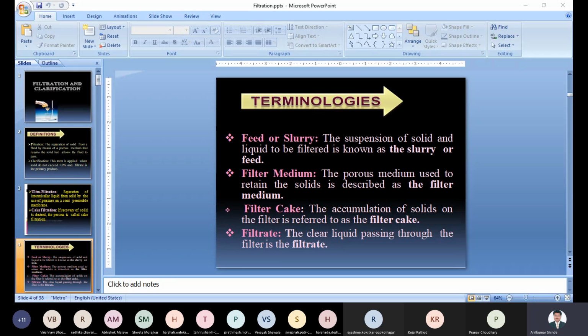So the filter medium retains 100% of the solid on the filter paper, and only the liquid can pass through the filter paper and be collected on the other side. That is called the filter medium. The name itself is medium, right? So it is a medium that helps filtration. Then the filter cake. Filter cake means the accumulation of the solids on the filter paper.